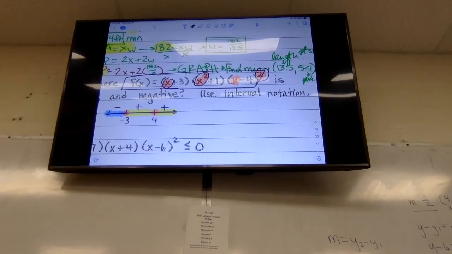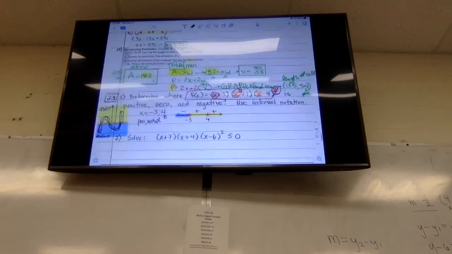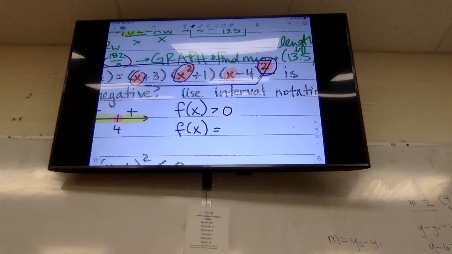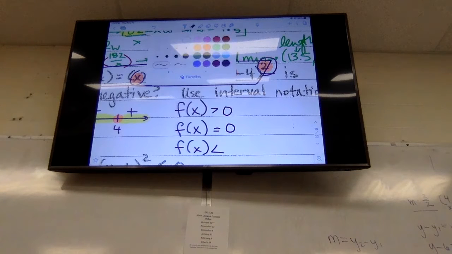Okay, now it says that we want to know where is the graph positive, zero, and negative. So I'm thinking about where is my function going to be greater than zero? Where is my function going to be equal to zero? And where is my function going to be less than zero? Since I don't have or equal to's on these, that means I don't get to include the zeros here. I think the zeros is the easiest answer to write.